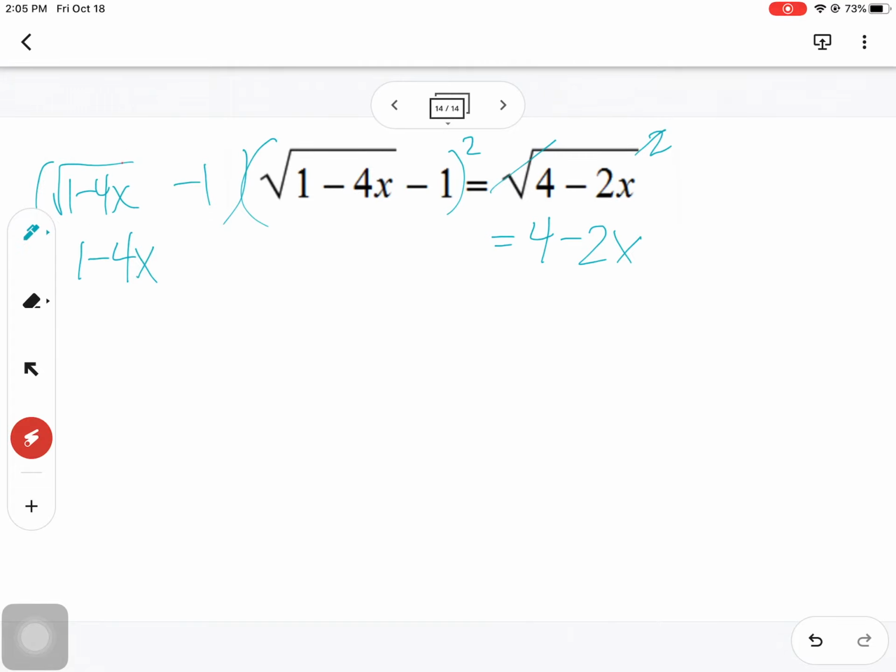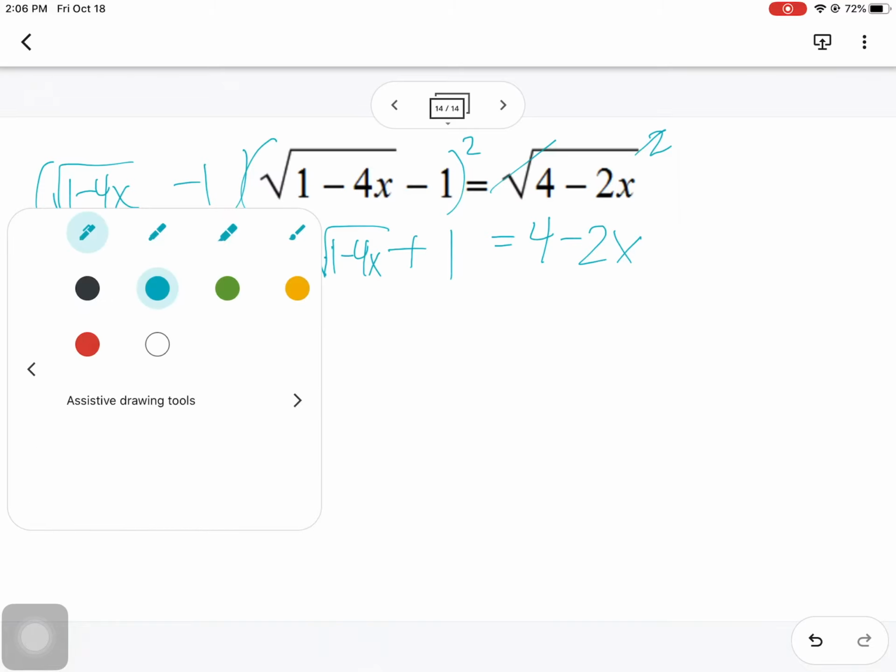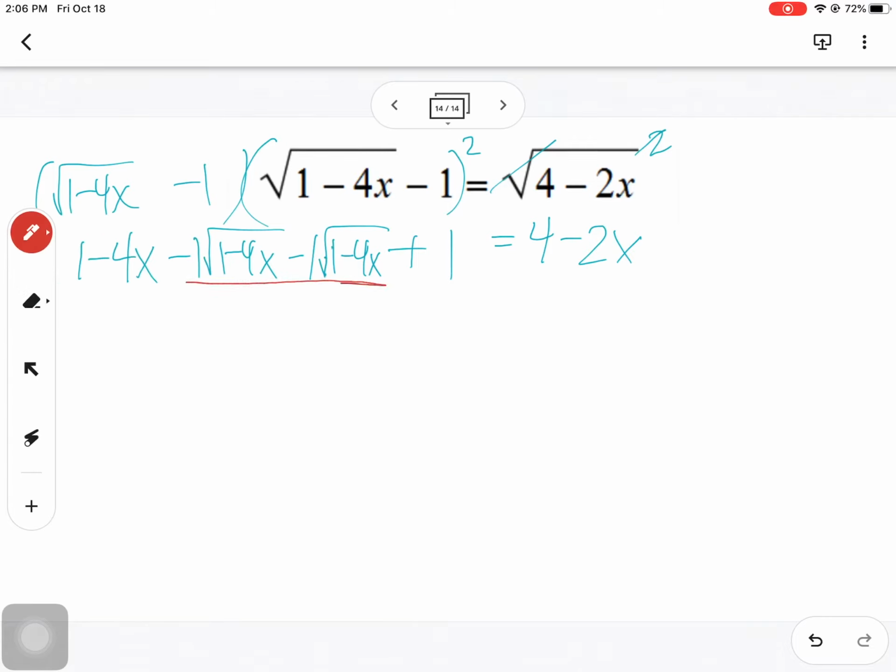When you do the square root of 1 minus 4x times negative 1, you get negative 1 root 1 minus 4x. Then you do this negative 1 times the negative 1 minus 4x. And then lastly, you do negative 1 times negative 1 is positive 1. I'm going to make this look a little nicer in here. What should happen after this step is some of your radicals cancel, but not all of them. However, you should be able to simplify it down a little bit.